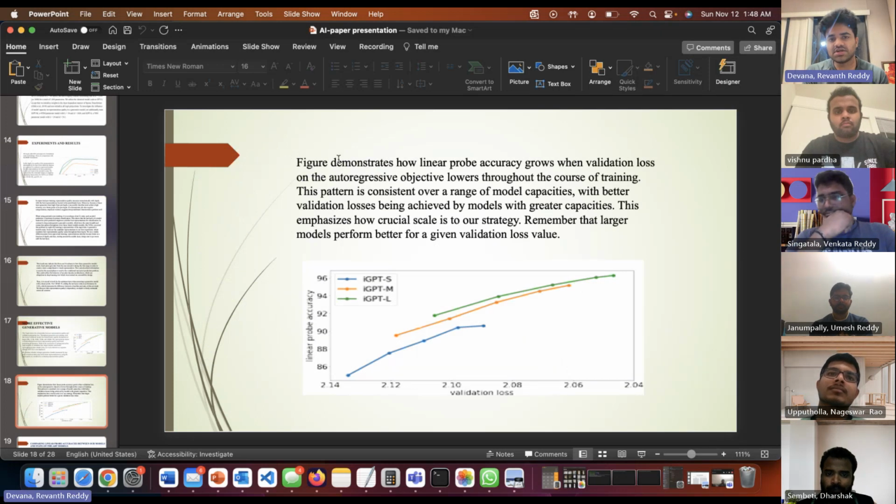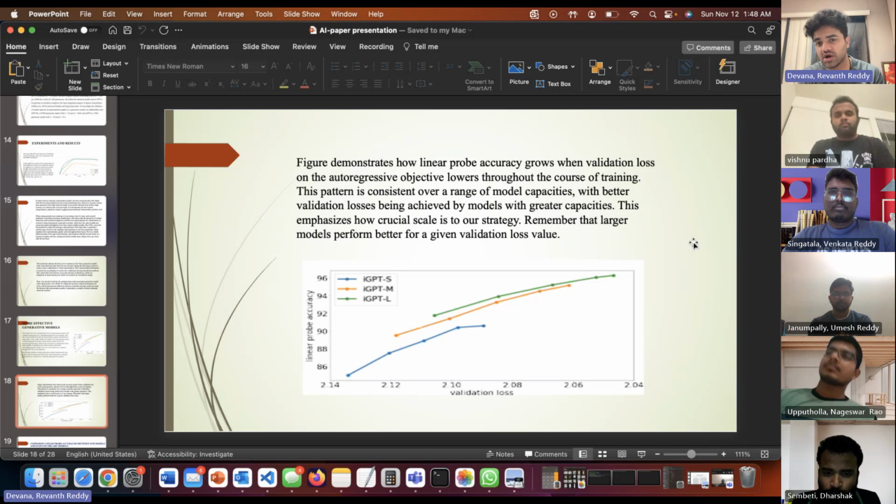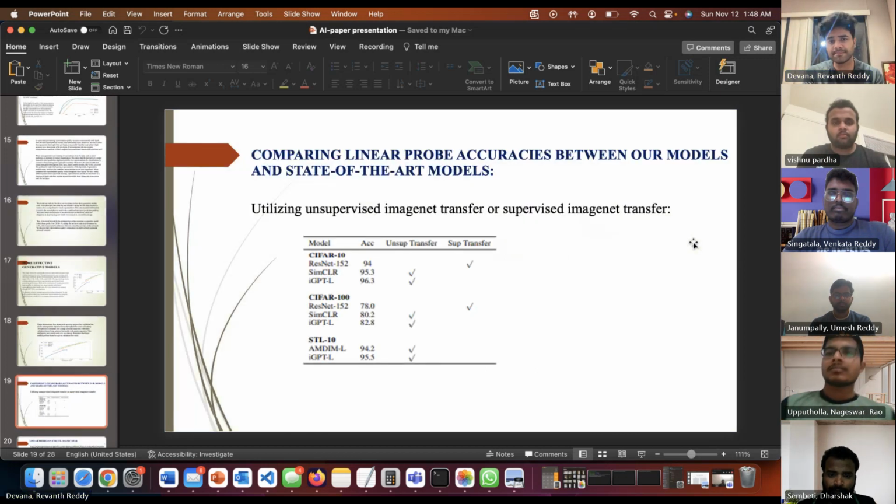The same thing, this figure demonstrates how linear probe accuracy grows when validation loss on the autoregressive objective lowers throughout the course of training. This pattern is consistent over a range of model capacities, with better validation losses being achieved by the models with greater capacities. This emphasizes how crucial scale is to our strategy. Remember that larger models perform better for a given validation loss value.